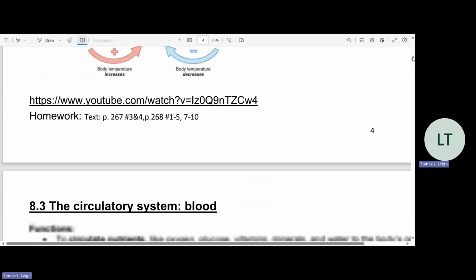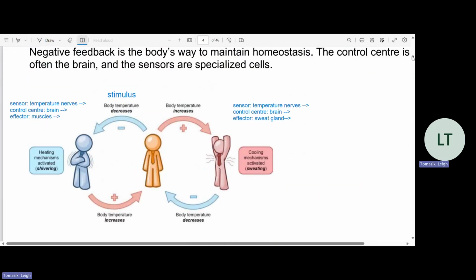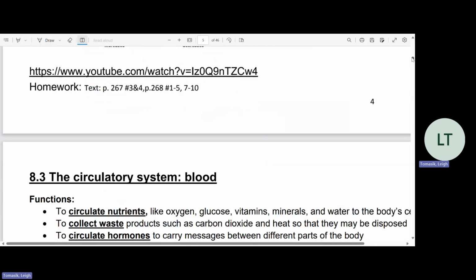Okay, so that is the end of today's lesson, and tomorrow we are going to start on the circulatory system.